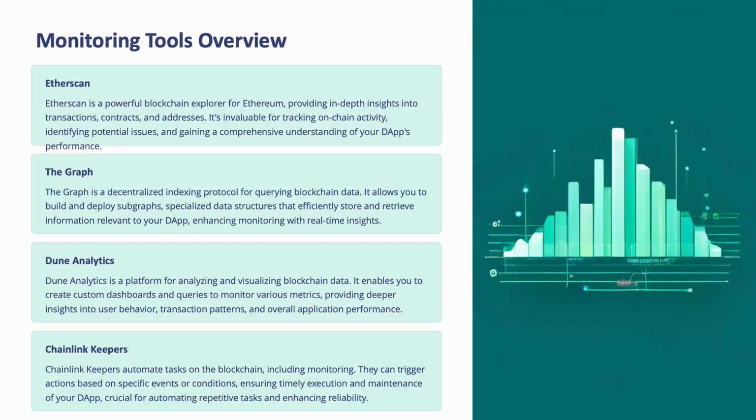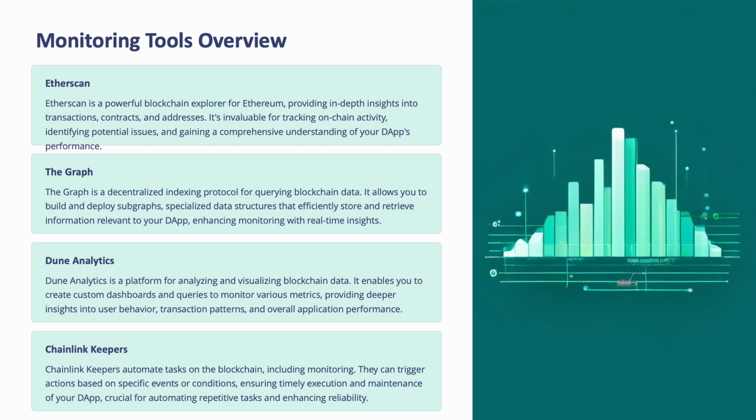Moving on, we have monitoring tools: an overview. There are several tools available that can help you monitor your app effectively. Those are Etherscan, The Graph, Dune Analytics, and Chainlink Keepers. Etherscan is a powerful blockchain explorer for Ethereum. It gives you detailed insights into transactions, contracts, and addresses on the blockchain.